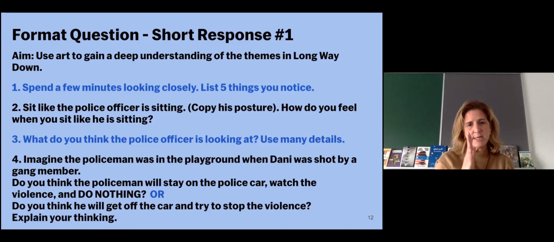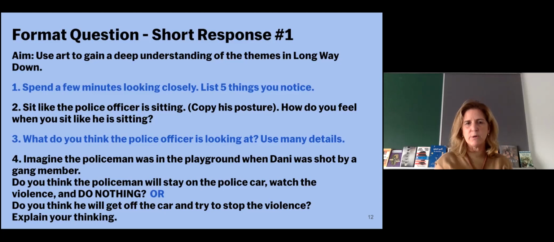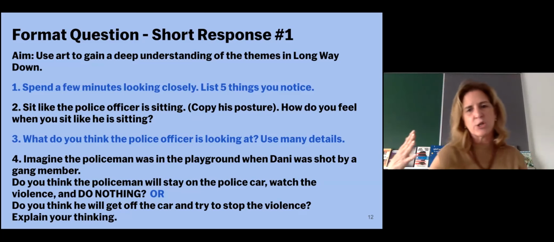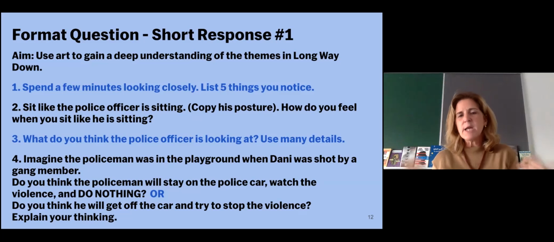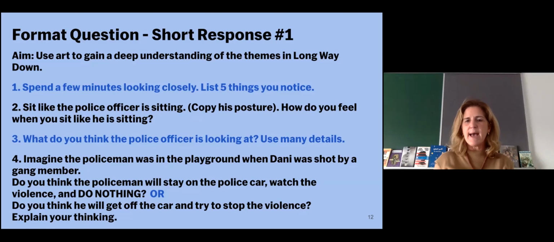Now, you need to keep these things consistent, again, so that the next time they see that short response, they're not trying to figure out what to do. They know they're going to first start by looking closely. They're going to indicate 5 things that they notice. They're going to do a posture. They're going to do something kinesthetic so they can feel the characters. And then tie it back to whatever you're doing. What are they looking at? How does it tie to a book? How do you think this policeman would react if he were placed in our novel? So that's one way that I use the Kerry James Marshall piece.